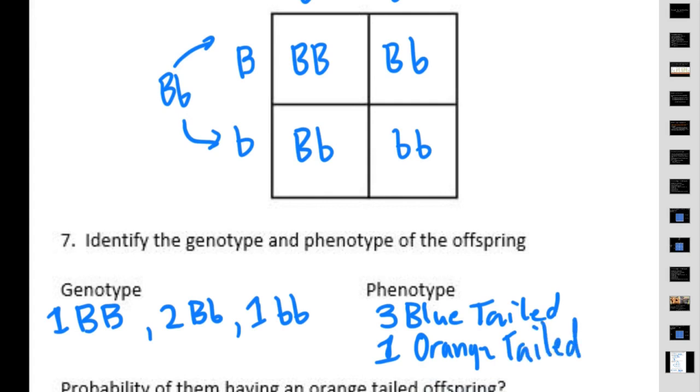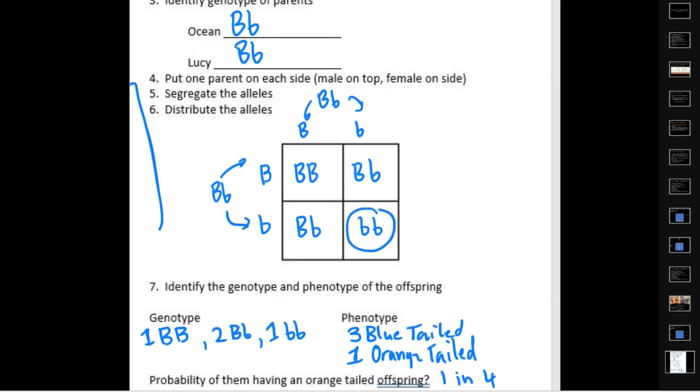The last question that I have on here is, what is the probability of them having an orange-tailed offspring? Well, if I count out the total number, there are 4 possible offspring. 1 out of 4 has a chance of being the 2 recessive alleles put together, which will allow for the recessive trait to show.